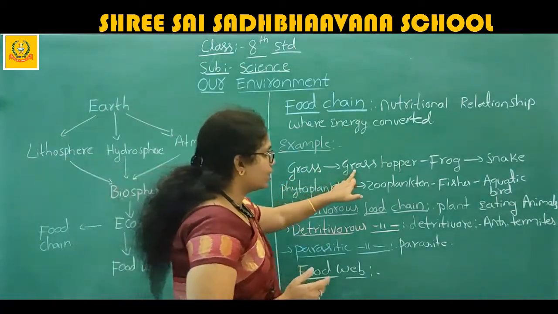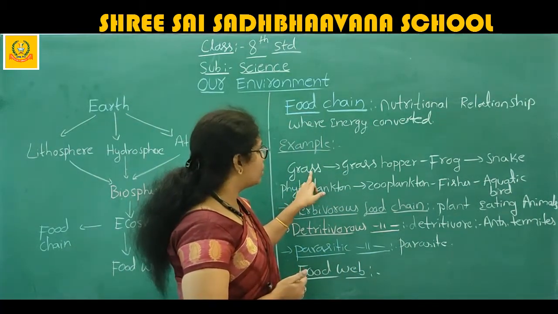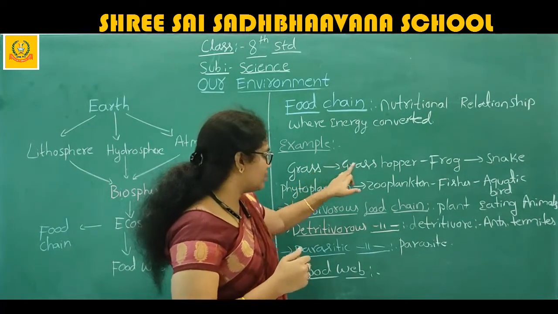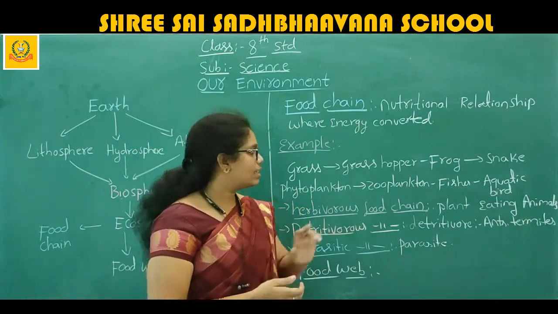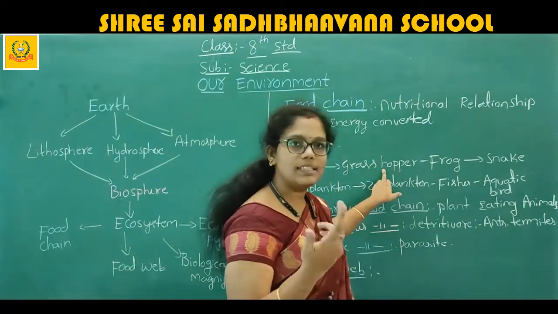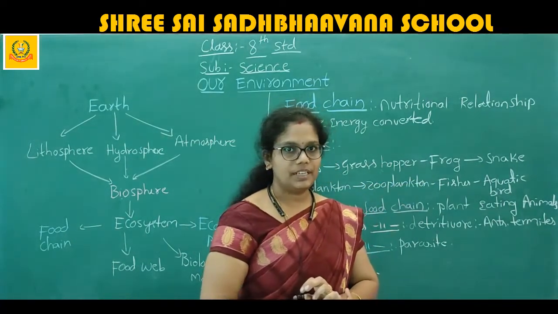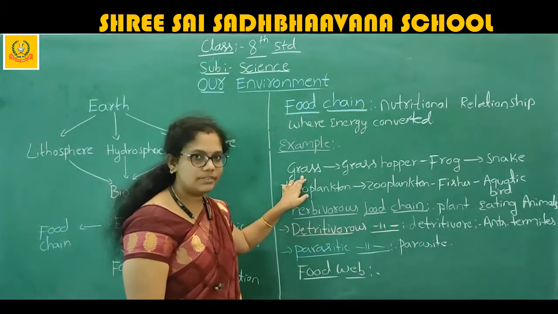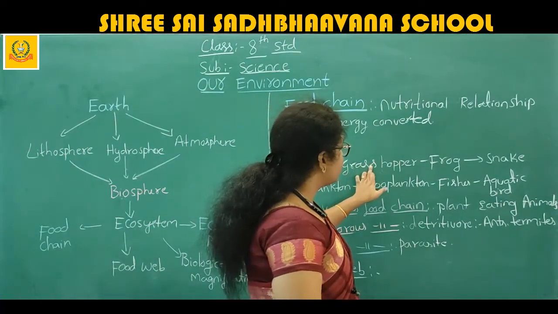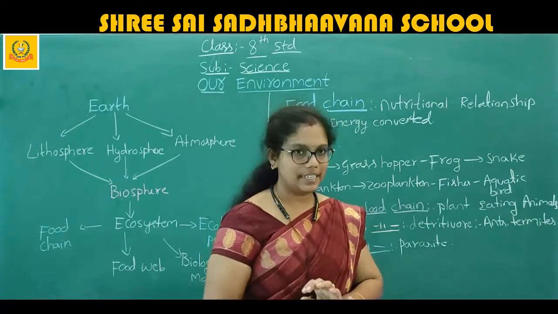After the producer, the primary consumer will come. The one who eats this producer, we call a primary consumer. Again, this primary consumer is eaten by some other organism. That organism we call a secondary consumer. First comes the producer. This producer is eaten by the primary consumer. Again, the primary consumer is eaten by the secondary consumer. One who eats the primary consumer, we call a secondary consumer.